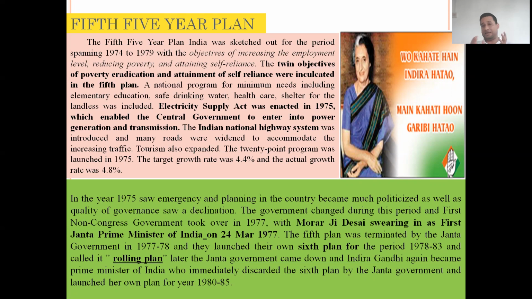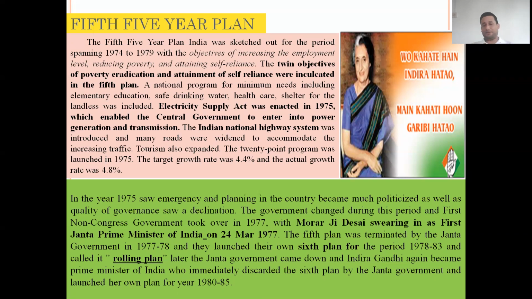So this is the history and the achievements of the 5th 5-year plan. But most important, in the year 1975 the country saw the Emergency, planning became much politicized, and the quality of governance saw a decline. The first non-Congress government took over in 1977, with Morarji Desai being sworn in as the first Janata Prime Minister of India on 24th March 1977.